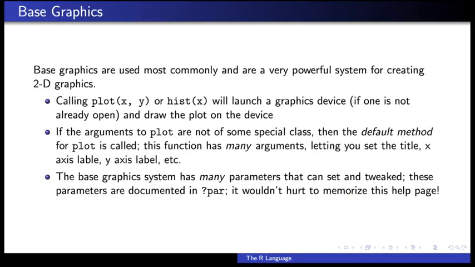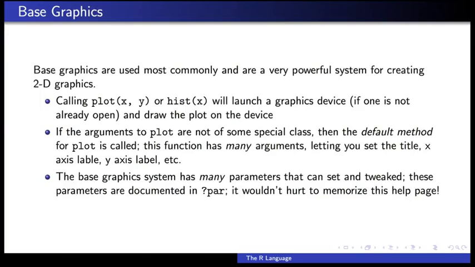So let's talk about the base graphic system. The base graphic system is a very powerful system for creating two-dimensional graphics, and for the most part I'm going to talk about two-dimensional graphics in this lecture. And the most fundamental function is the plot function. Usually you call plot with two arguments, a vector x and a vector y. The x vector specifies the x coordinates for the two-dimensional plot, and the y vector specifies the y coordinates. Another function, of course, is something like hist, which only takes a single argument, and it produces a histogram showing the distribution of that numeric vector x.